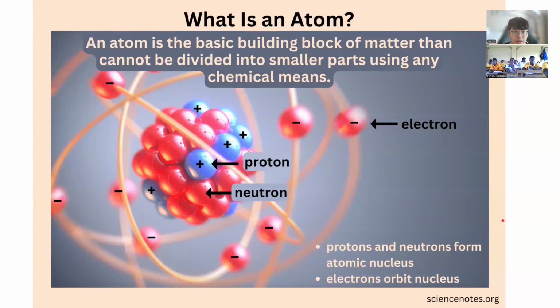Here is what scientists believe an atom looks like. We can see the protons, which are positively charged, marked blue over here, and neutrons, which are red over here. Protons and neutrons are in the nucleus, which is in the center of an atom. It's the core of an atom. Surrounding it, there are electrons orbiting around. So this is the basic structure of an atom.